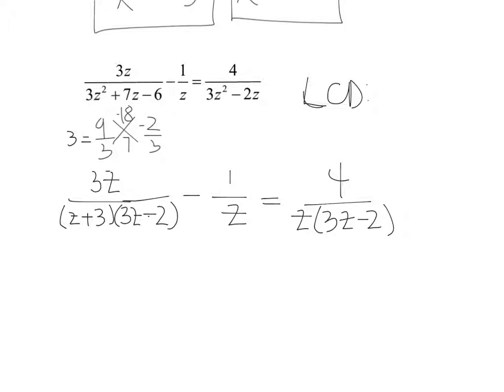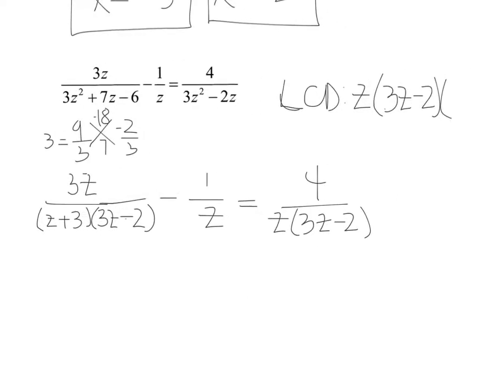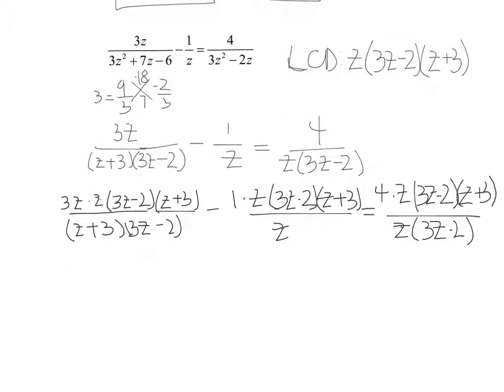In this case, our LCD is going to be z times 3z minus 2 times z plus 3. So we're going to have to multiply all of our numerators by all three terms. When we multiply our numerators by our LCD, we end up with 3z times z times 3z minus 2 times z plus 3 all over z plus 3 times 3z minus 2, minus 1 times z times 3z minus 2 times z plus 3 all over z, equals 4 times z times 3z minus 2 times z plus 3 all over z times 3z minus 2.